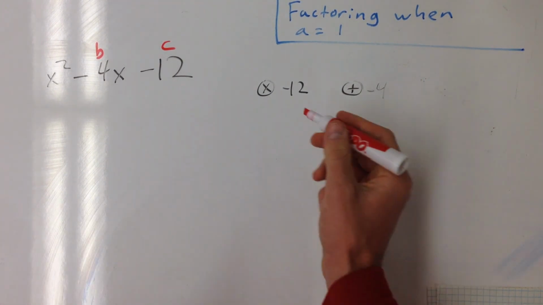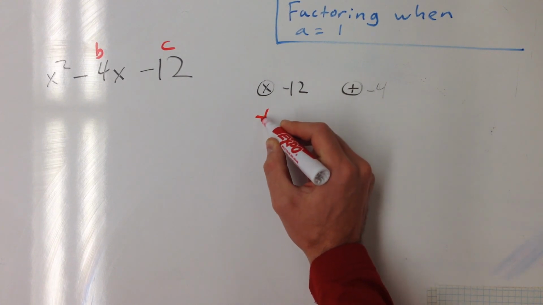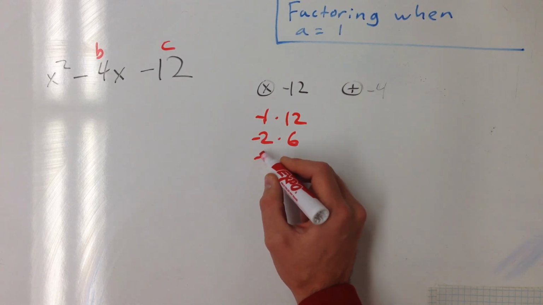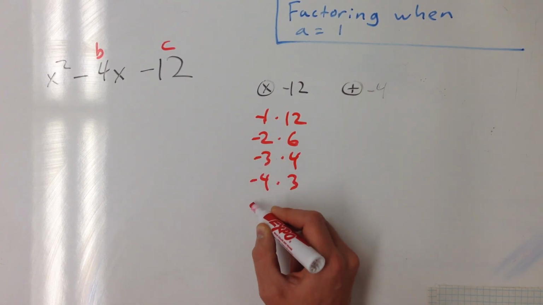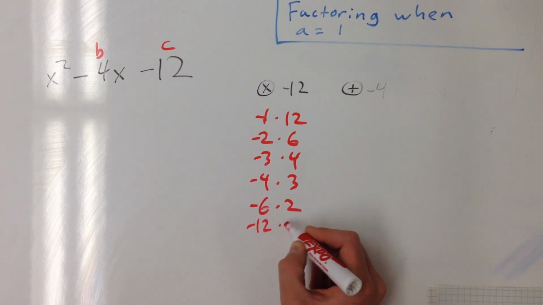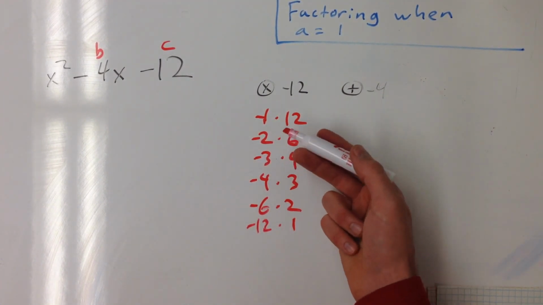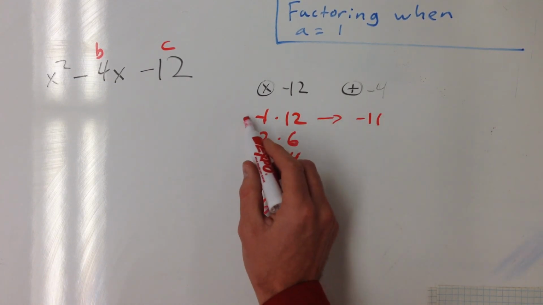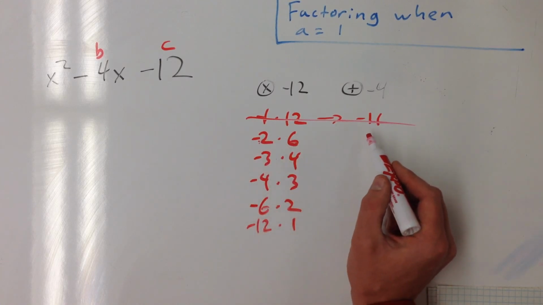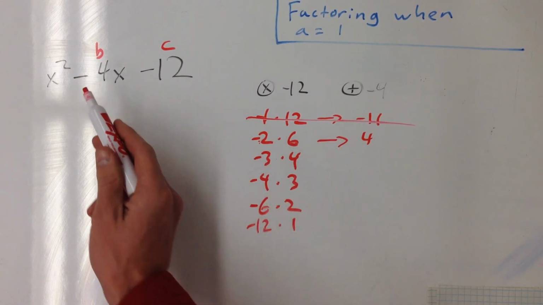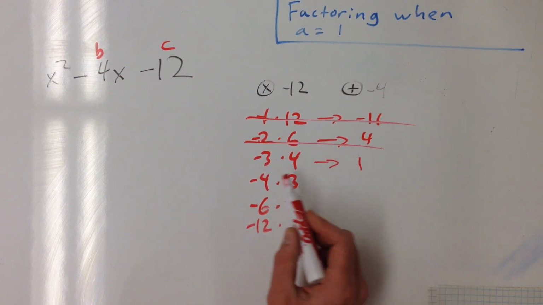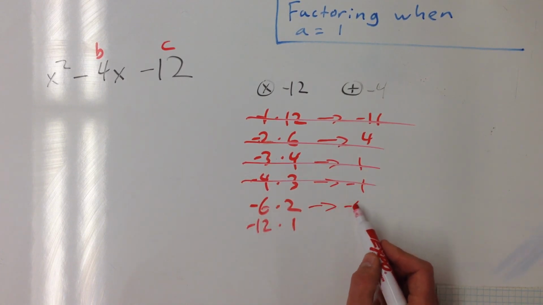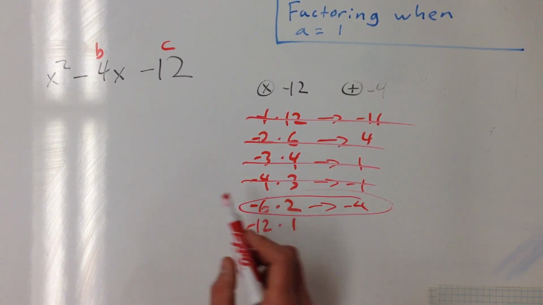So I'm going to go through my list here. Negative 1 and 12 will do it. Negative 2 and 6 will do it. Negative 3 and 4, negative 4 and 3, negative 6 and 2. So it seems really familiar from the last problem, right? Now we want to run through all those options because negative 1 and 12 will add up to negative 11, so they don't work. Negative 2 and 6 will add up to 4, but we want it to add up to negative 4, so that won't work. These add up to 1. We want negative 4. This is negative 1. Still no dice. Here we go. Negative 6 and 2 are the ones that work.